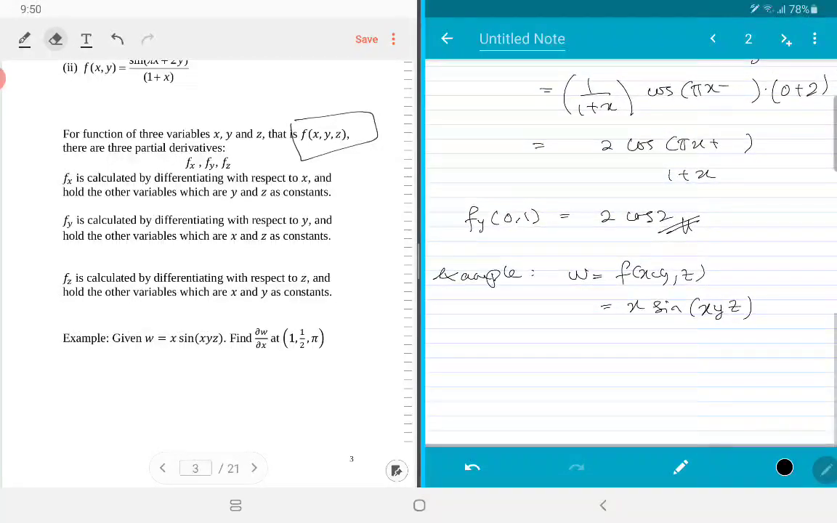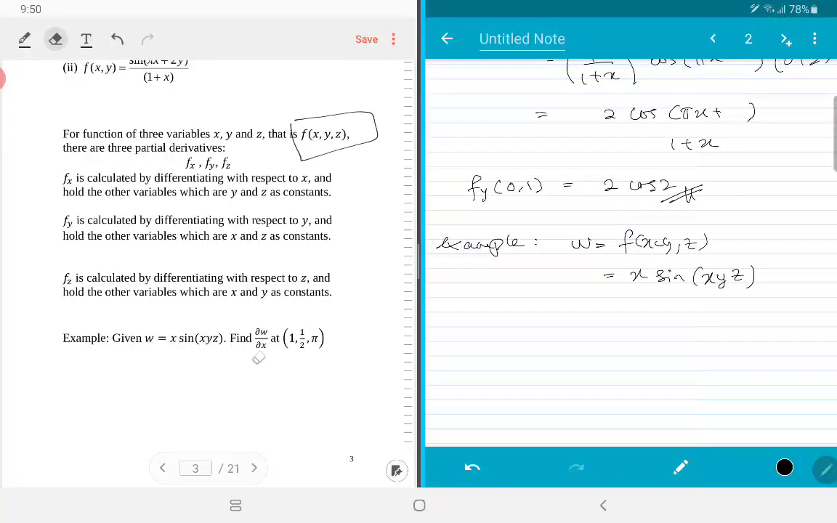We are asked to find, and here you can see that the notation we use is partial notation instead of subscript notation. So you can use either subscript notation or partial notation. In this case, if you want to find partial w partial x, we hold y and z as constant. So here we have y and z, and here we have x. Here we have x sine of xyz.